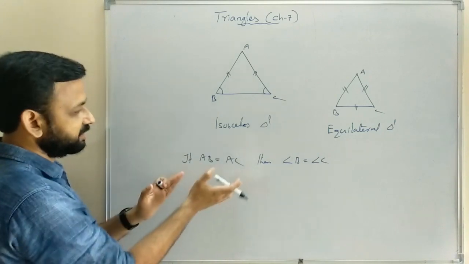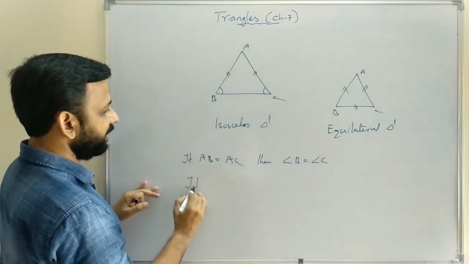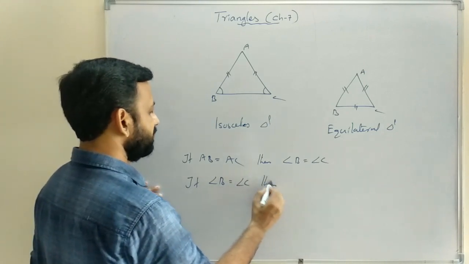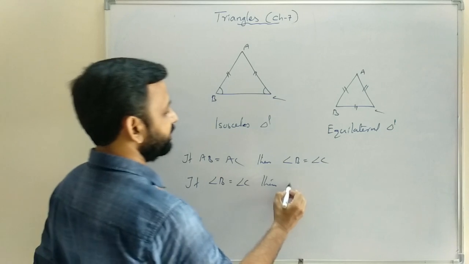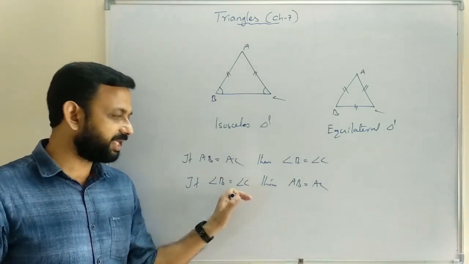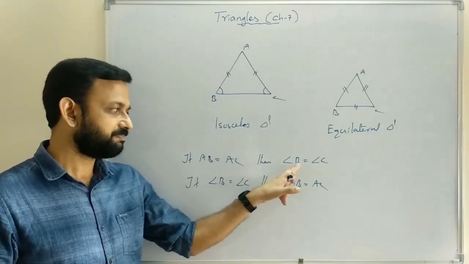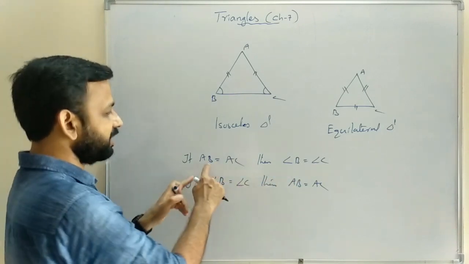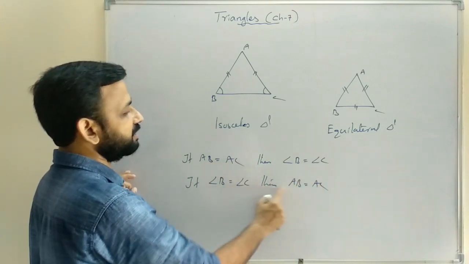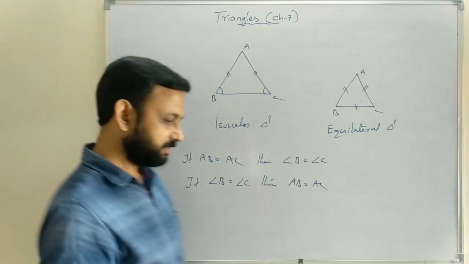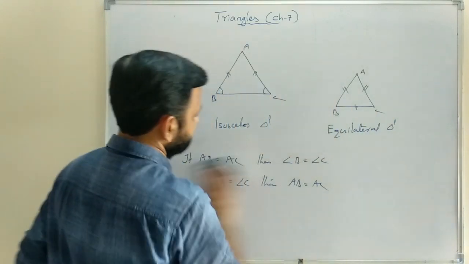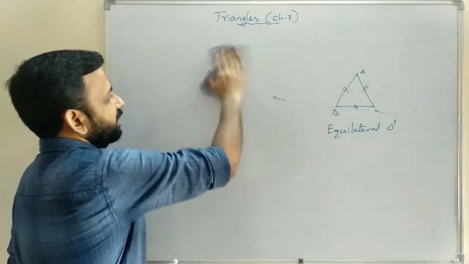Then the second theorem is the converse of this one. That is, if angle B equals angle C, then the sides opposite to them are equal, AB equals AC. That is, sides opposite to equal angles are equal. So here the first one is angles opposite to equal sides are equal, and this one is sides opposite to equal angles are equal. We need to learn the proof of that theorem, so we will write the statement of that theorem.